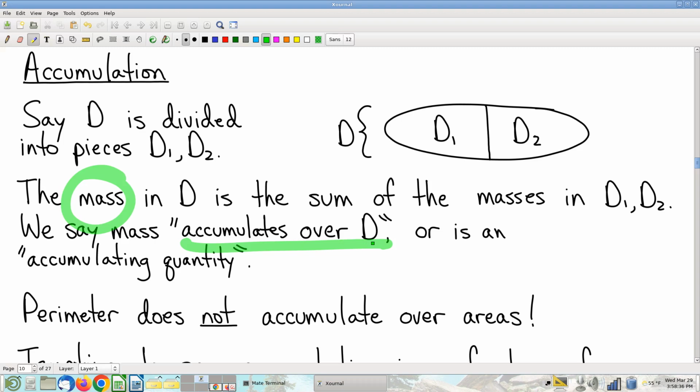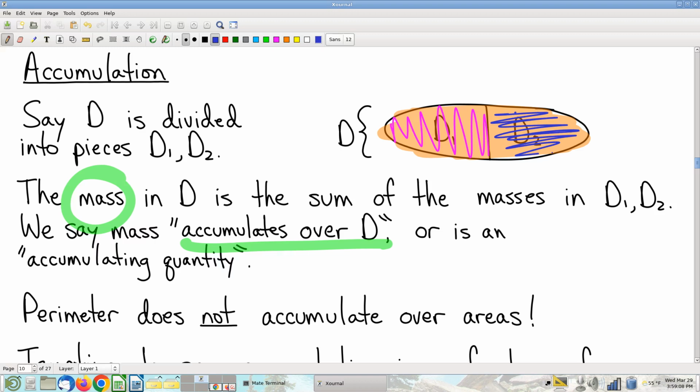over the area. So, for example, the mass in this whole thing there, that orange mass, is the sum of the mass on the left piece plus the mass on the right piece. Right? The orange mass is equal to the purple mass plus the blue mass. The whole is the sum of the parts, right?